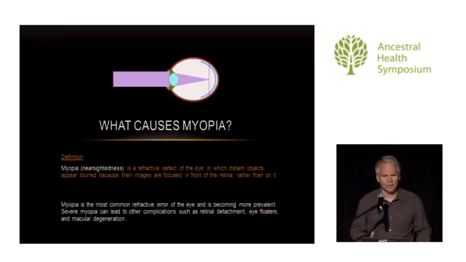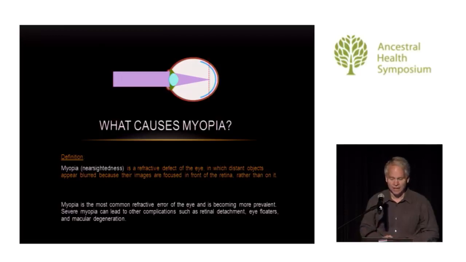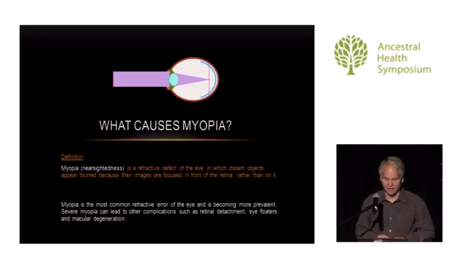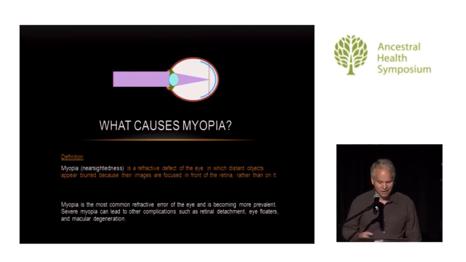So first of all, what is myopia? Well, it's colloquially nearsightedness, and what it is biologically is a refractive defect of the eye where, when you're looking in the distance, distant objects appear blurred because the images are focused in front of the retina rather than on the retina. It's really a very common disorder, probably the most common refractive error of the eye, and it's becoming more prevalent. And severe myopia can lead to macular degeneration, cataracts, eye floaters, and retinal detachment in serious cases. So it's something to be concerned about.